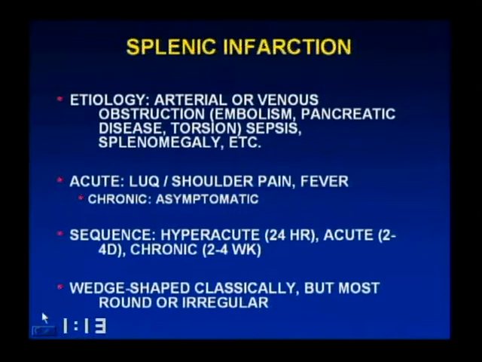So the classic wedge-shaped hypodensity is typical for the vascular distribution in any solid organ. So whenever you see a wedge-shaped abnormality in a solid organ, you think infarction. But I just want you to remember a few things. One is, if it's not wedge-shaped, infarct is still in the differential, and in fact, in the case of the spleen, as we'll see, is likely.